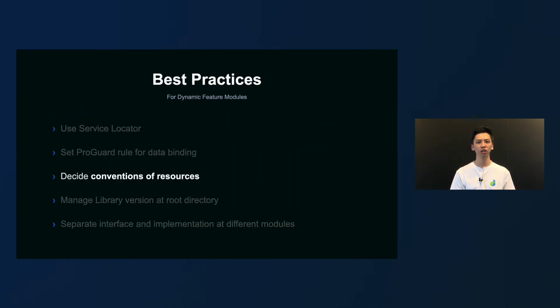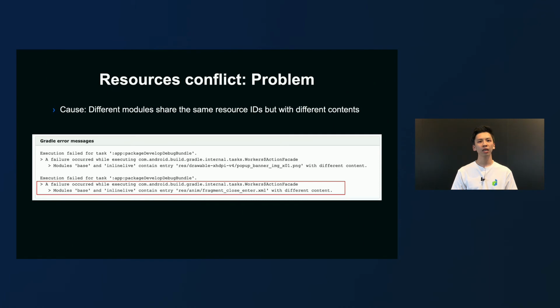Next one, I'm going to talk about the resources. We usually have many resource files inside different modules, and sometimes they will share the same file name. Then we'll have some compilation errors, like on the feature base module and inline live module, they contain the entry fragment close enter .xml file with different content.